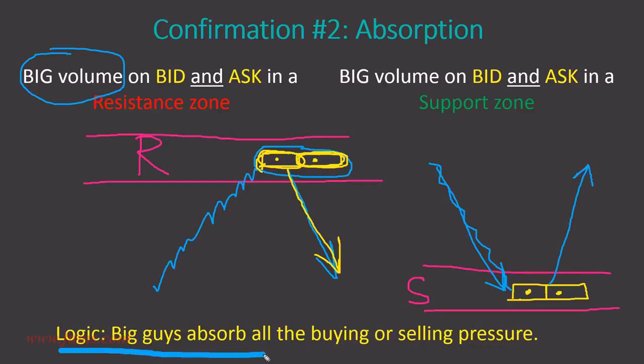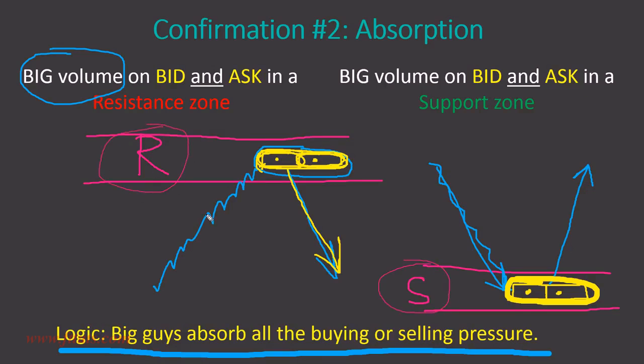Big guys or the big trading institutions absorb all the buying or the selling pressure. Now how you can tell that they absorbed this pressure is because of the high volume node in here or in here. A high volume node like this, which got created in a support or resistance zone, that's the absorption.